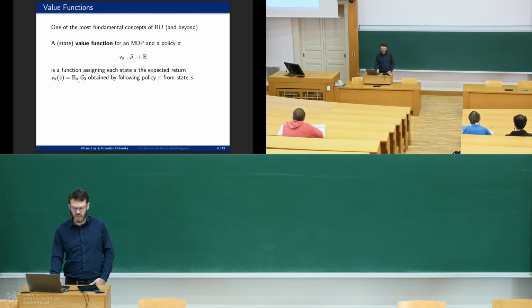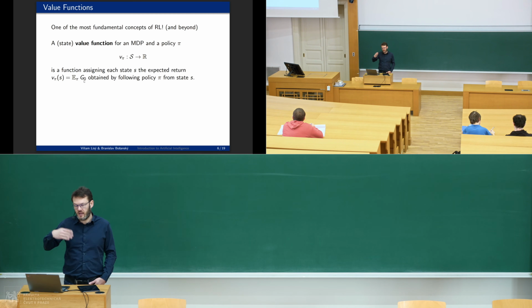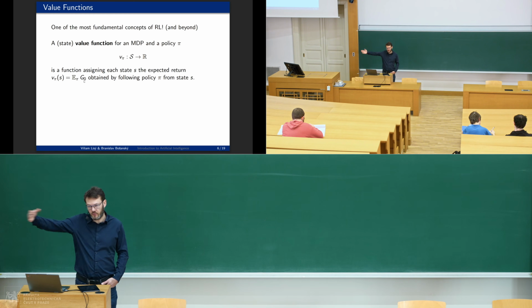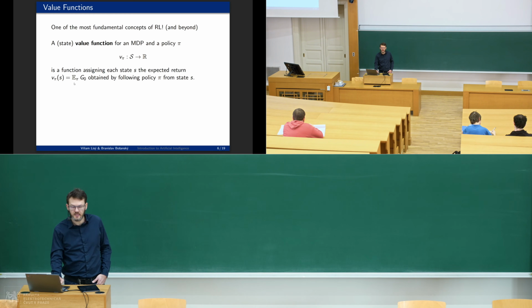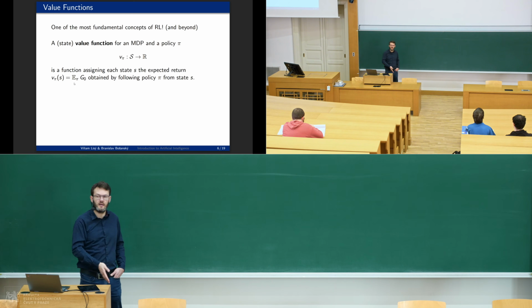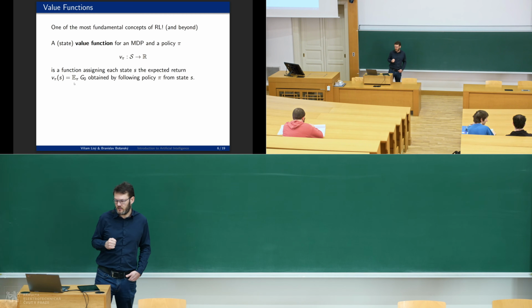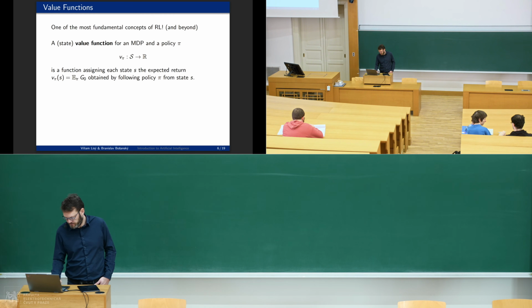The expected return is the G. The returns are how we aggregate the rewards, right? So the G can be the discounted sum, and the expectation means like if I follow the policy from this point, from this state, infinitely many times, what will be the average reward I'll get by using this policy from this state, right? So that's the expected return.